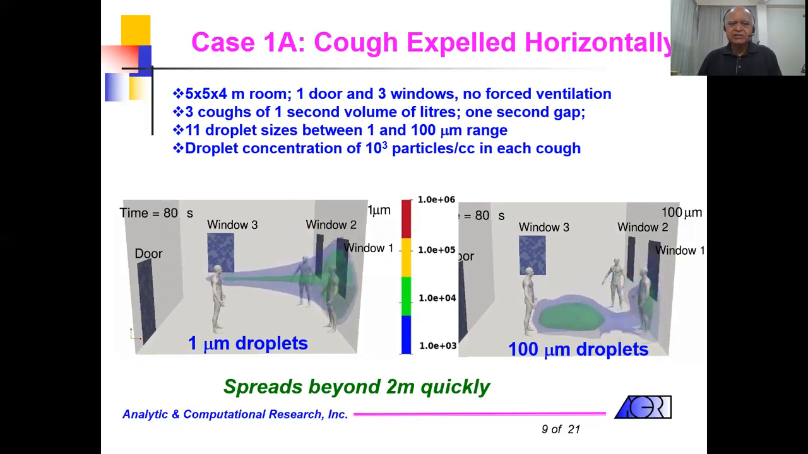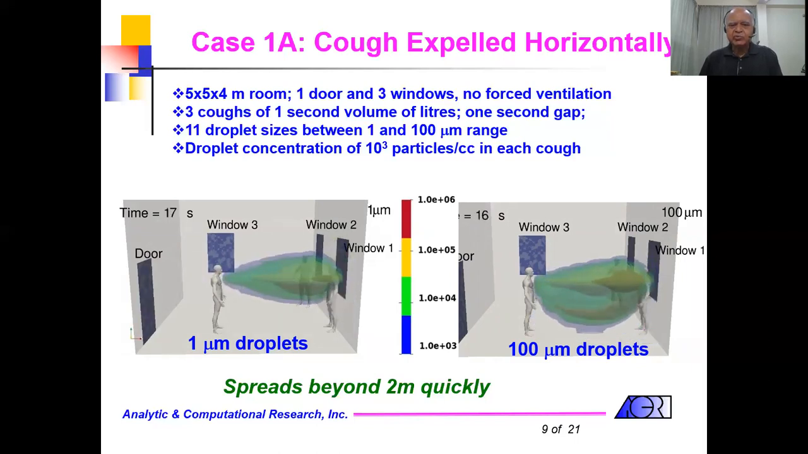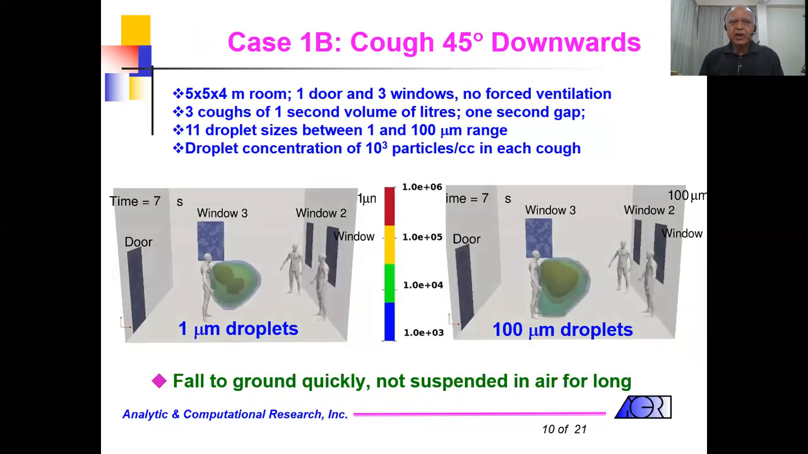So somebody coughs 3 times in 1 second, and all these particulars are here. And we consider here 11 droplet sizes between 1 and 100 micrometer range. So as you can see, the droplets spread beyond 2 meters very quickly, and they envelop the potential recipients in this case. Now what happens if the same person coughs 45 degrees downwards?